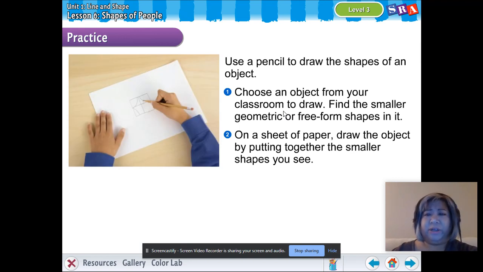You could practice drawing shapes of an object. You could choose an object from your room and find the smaller geometric or freeform shapes in it. For practice, on a sheet of paper, you could draw an object by putting together the smaller shapes that you see, kind of like Minecraft, or like when you're playing with blocks or Legos. You take those and you build and create different things. So you could take a bunch of freeform shapes and geometric shapes and add them together to create something.